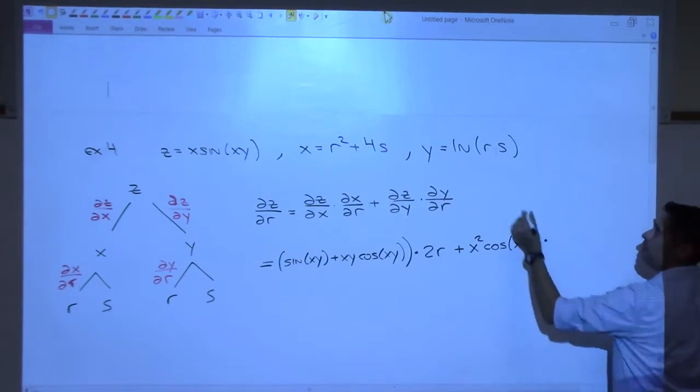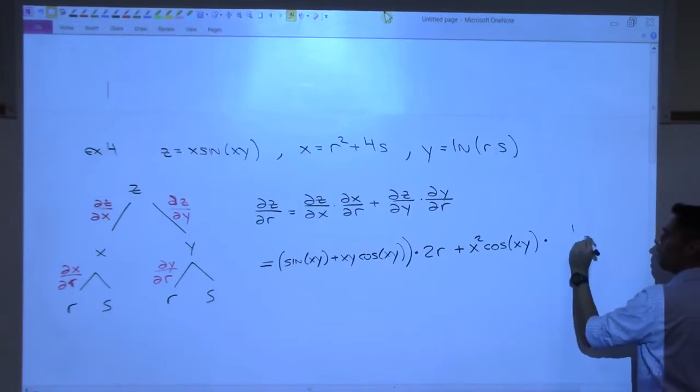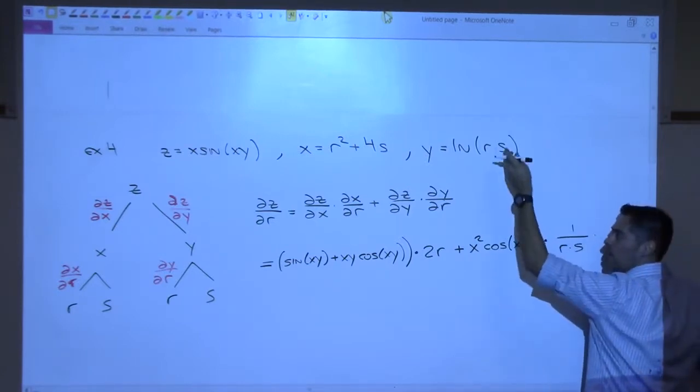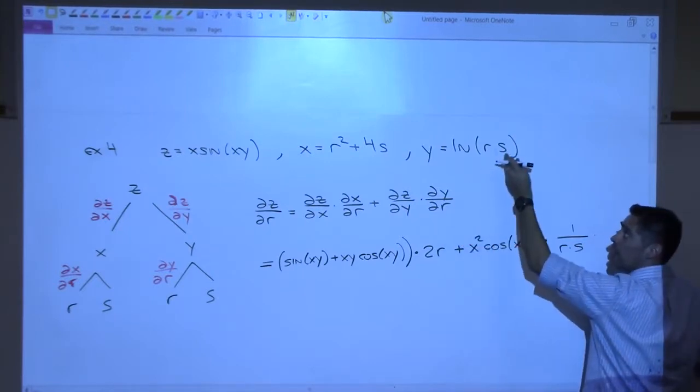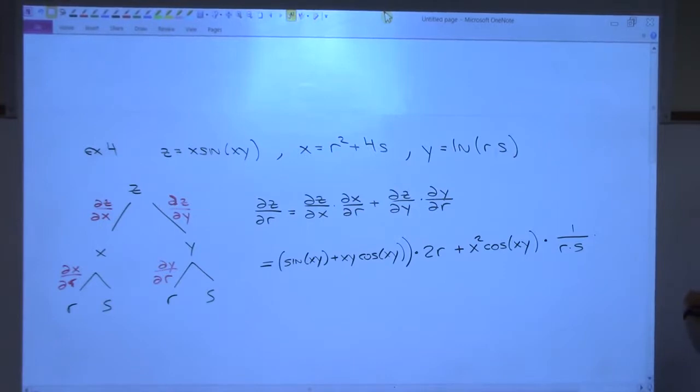What's the derivative of natural log of rs? 1 over r times s times the derivative of the inside with respect to r, so hold s constant. What's the derivative of rs if s is constant? s. And the s's cancel here. So this is just 1 over r at the end.